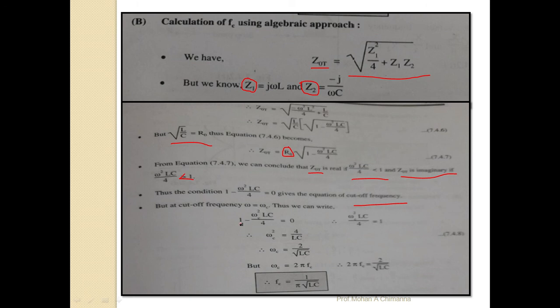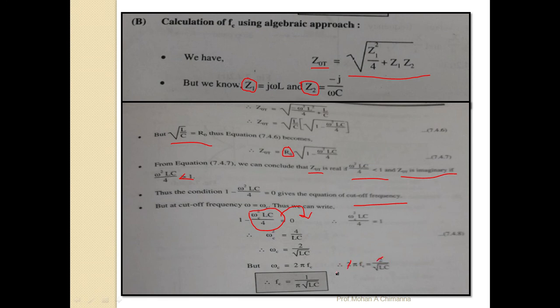Then we shift the term omega c square LC upon 4 to the RHS side, so omega c square LC upon 4 equals 1. Rearranging the equation, omega c square equals 4 upon LC, then omega c equals 2 upon square root of LC, and omega c equals 2 pi fc. So 2 pi fc equals 2 upon under root of LC, and this 2 and this 2 get cancelled out.